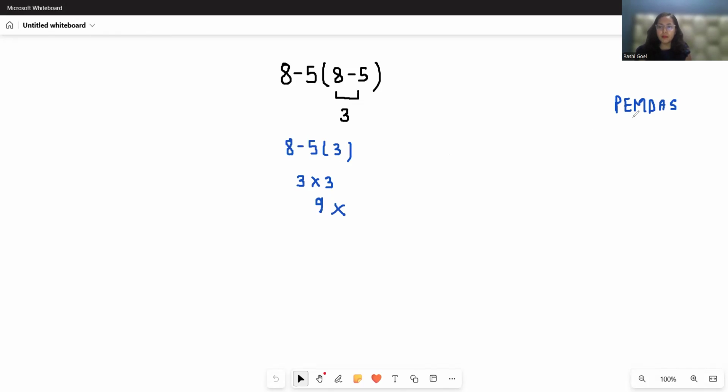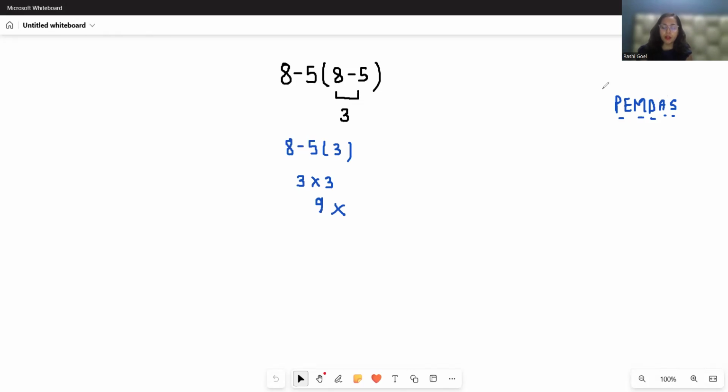PEMDAS, PMD. P stands for parenthesis, E stands for exponents, and M stands for multiplication, D stands for division, A stands for addition, and S stands for subtraction. So first you have to go with parenthesis, then exponents, then multiplication, division, and finally addition and subtraction.